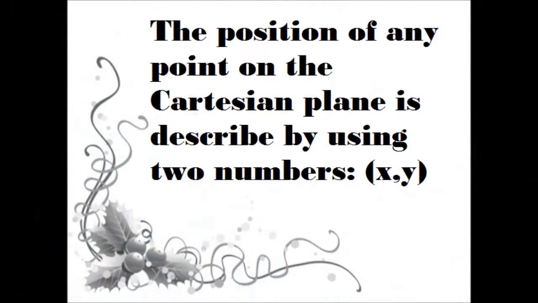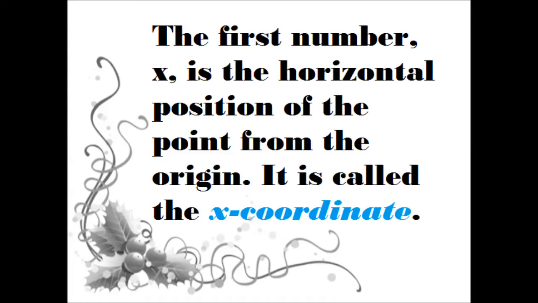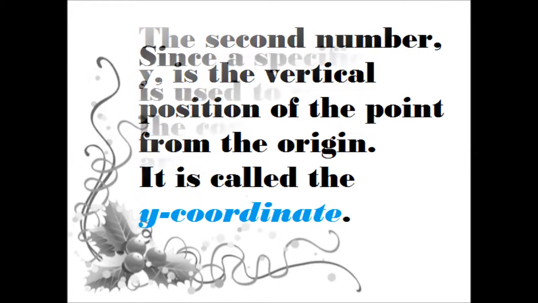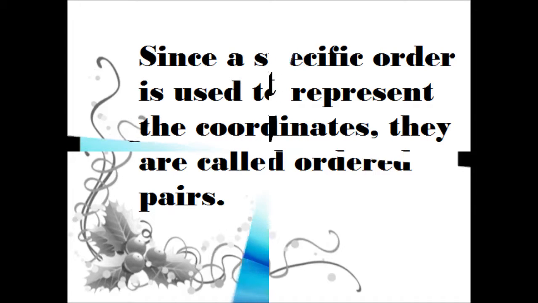The position of any point on the Cartesian plane is described by using two numbers, x and y. The first number, x, is the horizontal position of the point from the origin. It is called the x-coordinate. The second number, y, is the vertical position of the point from the origin. It is called the y-coordinate. Since a specific order is used to represent the coordinates, they are called ordered pairs.